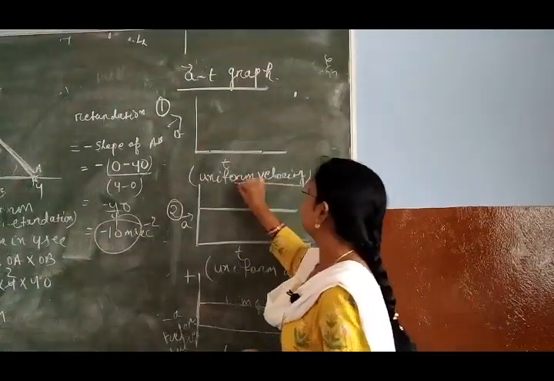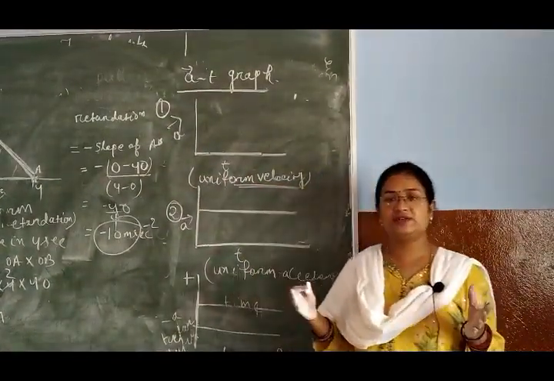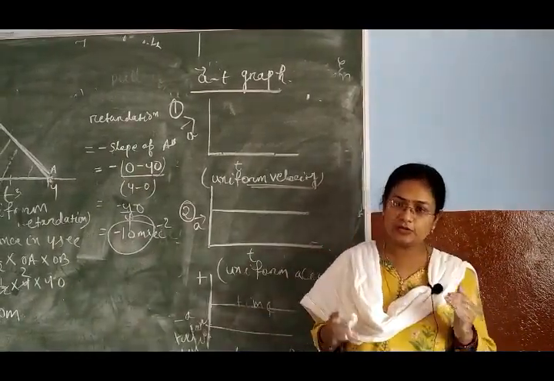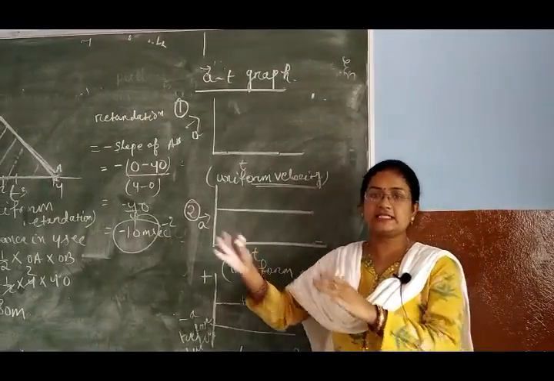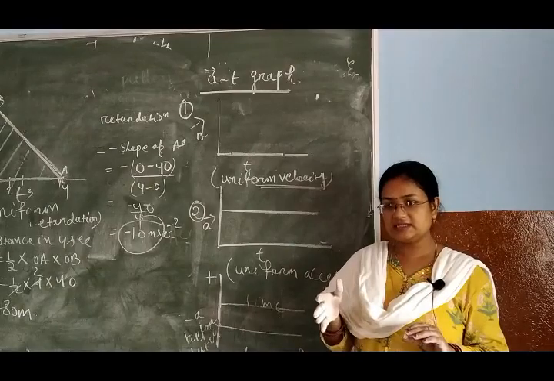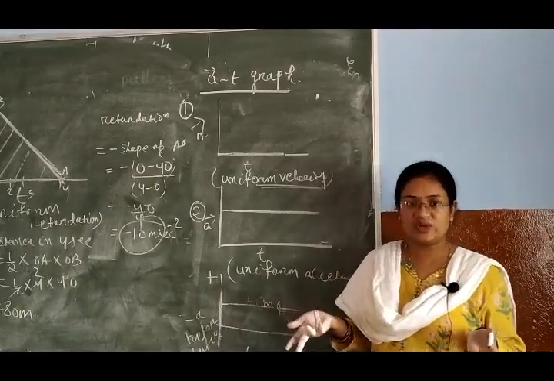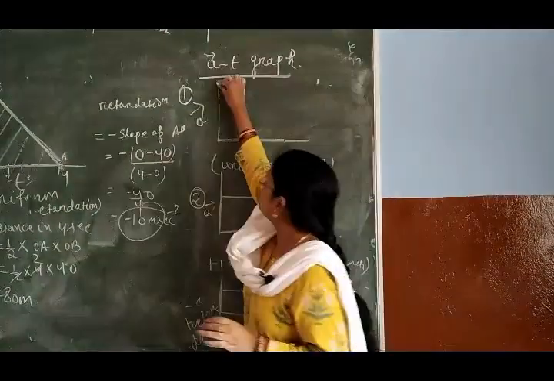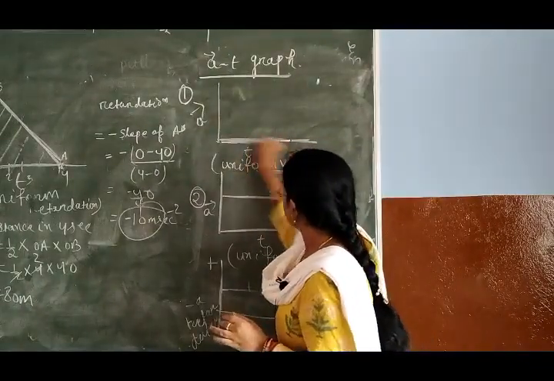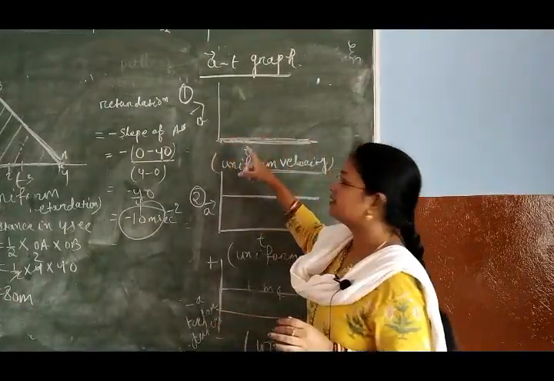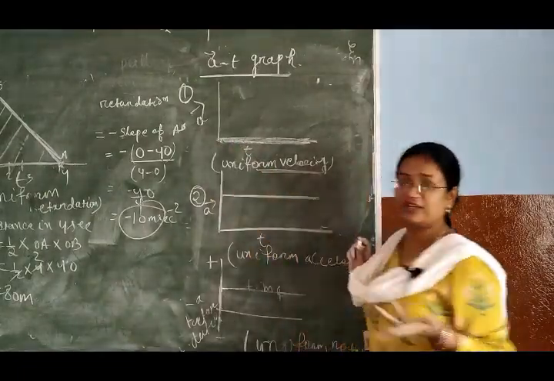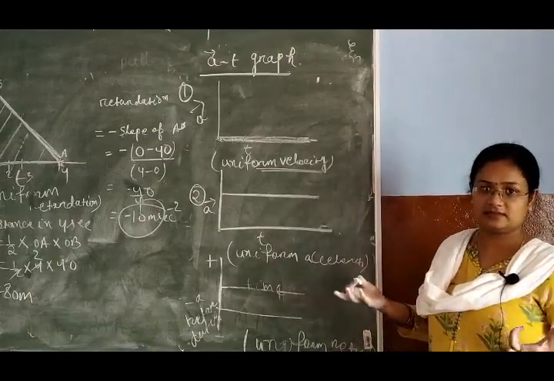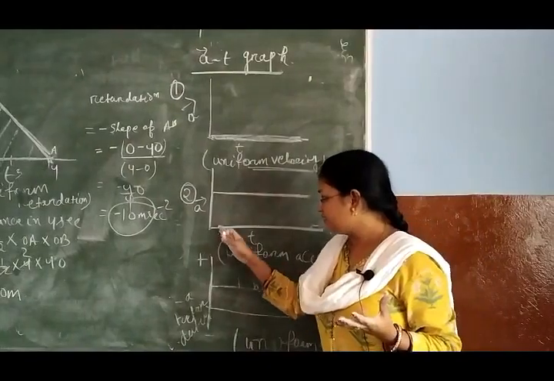Now you see the acceleration time graph for uniform velocity. Uniform velocity means what? Equal distance in equal intervals of time. And I had told that acceleration occurs if the velocity changes continuously. If the velocity is not changing, that means acceleration is 0. For uniform velocity also acceleration is 0. So that's why you see the acceleration time graph is this line, because acceleration is 0 for uniform velocity. Why? Because for uniform velocity there is no change in velocity. The velocity is constant.